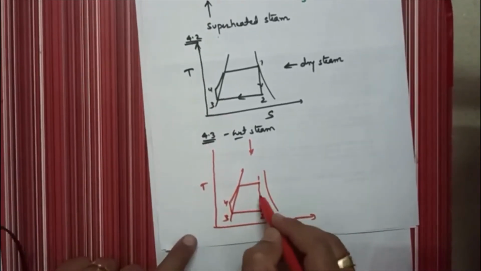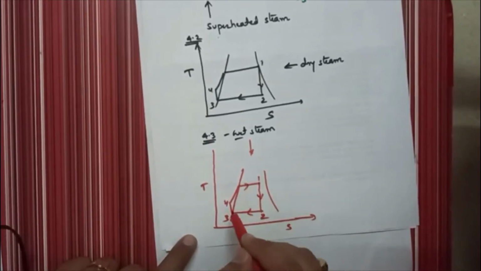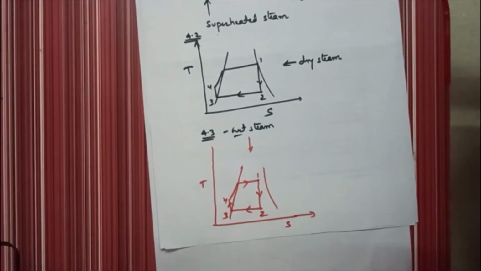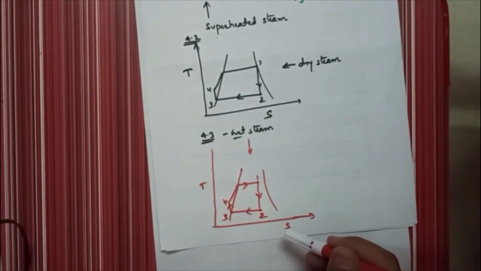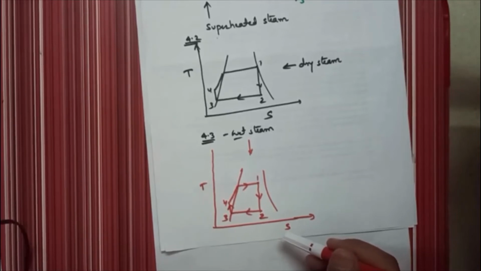So again the components will remain the same. There is no change in the components. So this is wet steam. Okay, so these are the 3 types of steam which is at inlet to the turbine.